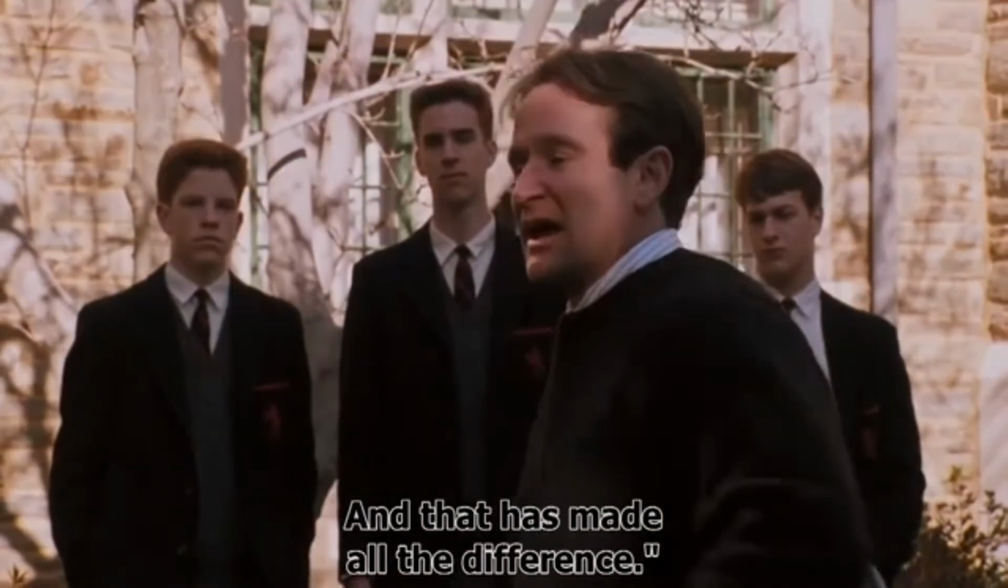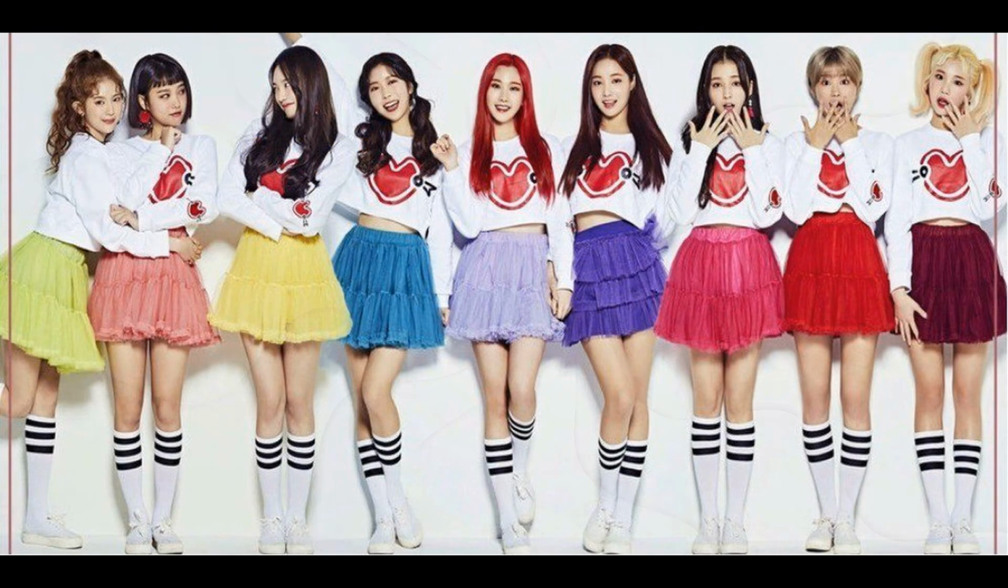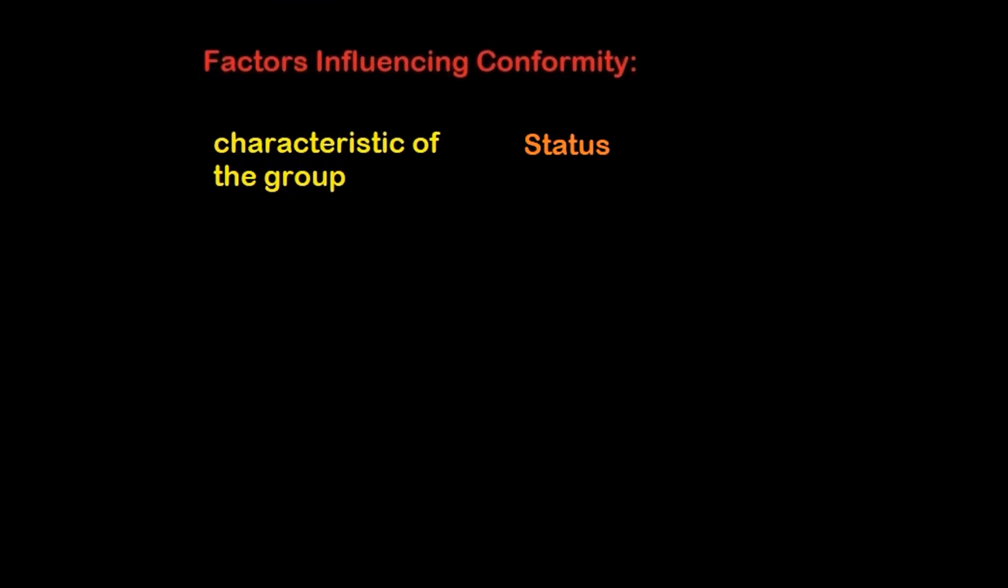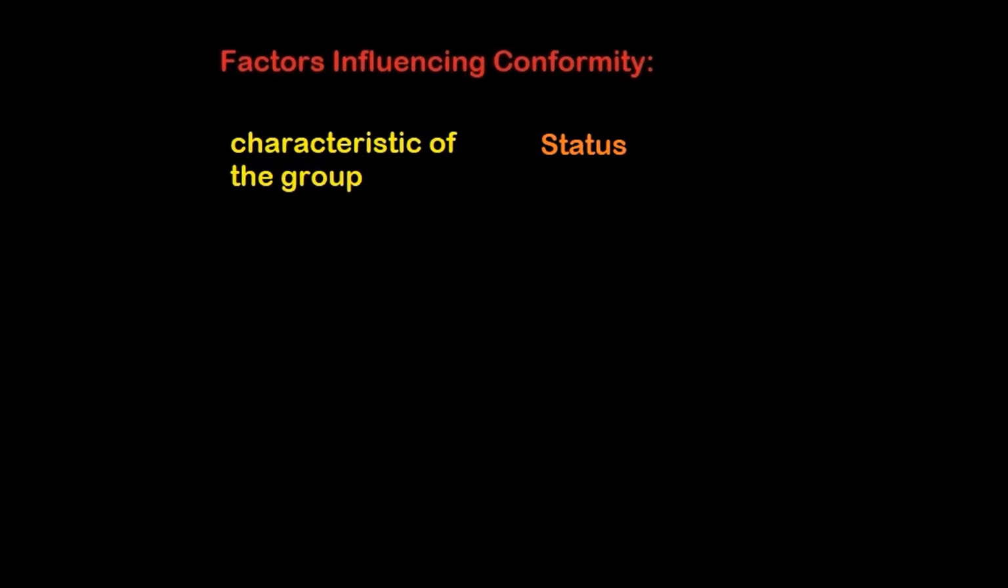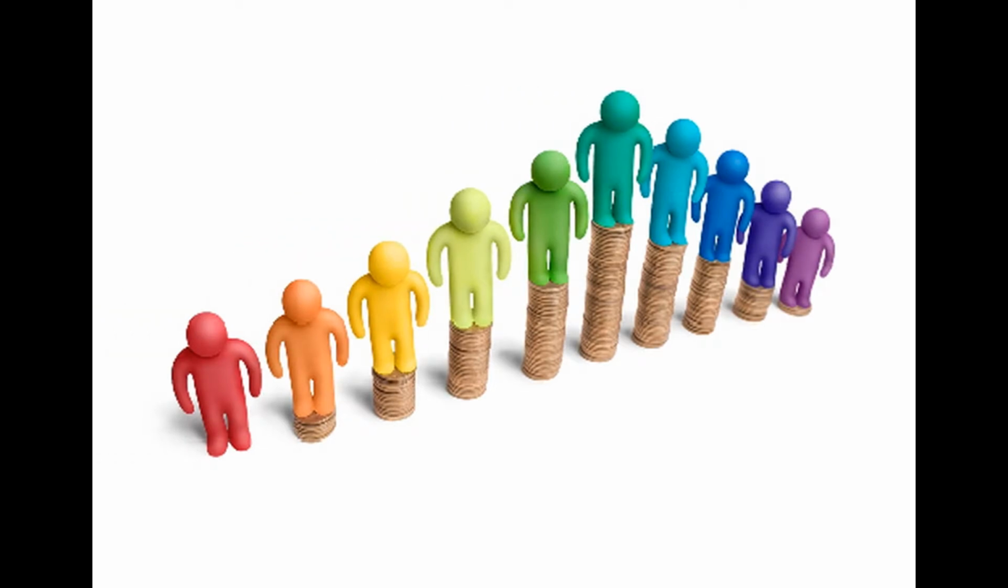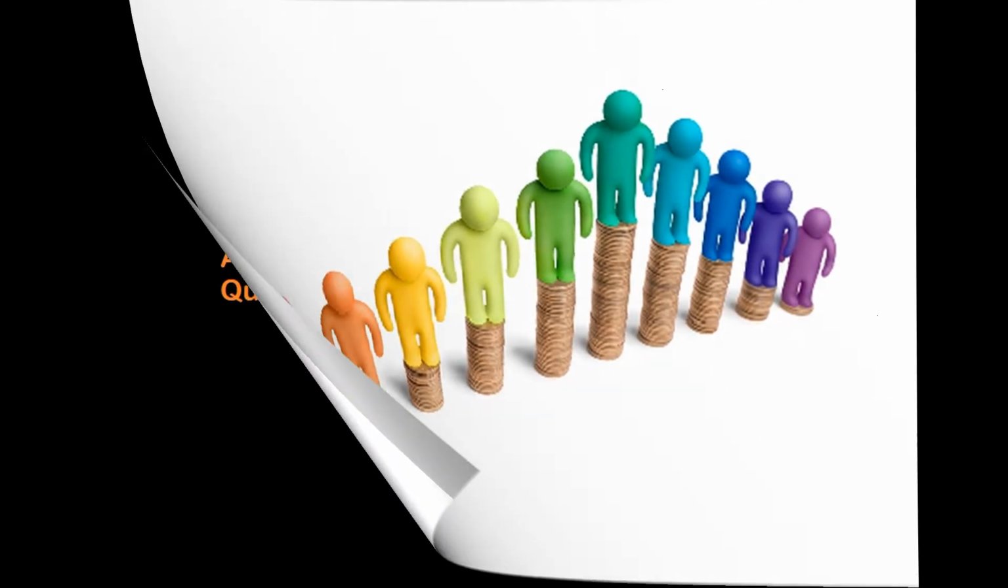There are several factors that influence conformity and lead people to change their behavior in order to copy other people. First is a characteristic of the group. The more attractive the group is, the more likely people are going to conform. Then we have the status or the social rank. The lower the status of a person, the more likely they are to conform.